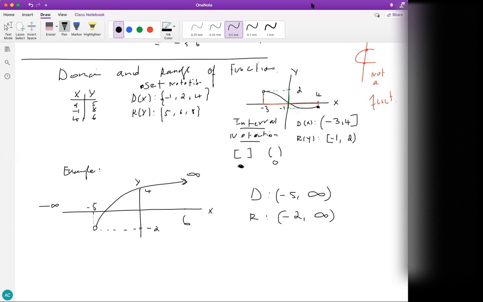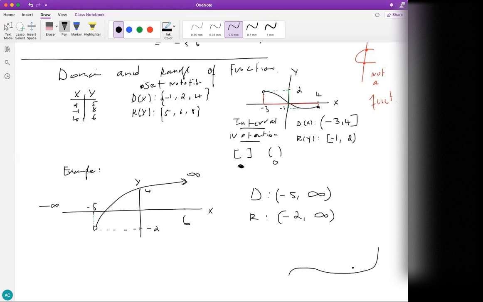Okay, any questions, everybody? So Professor, when are we supposed to use the bracket? When the circle is shaded? Yeah. Okay. We see it like this, or when you don't see any hole in the graph.